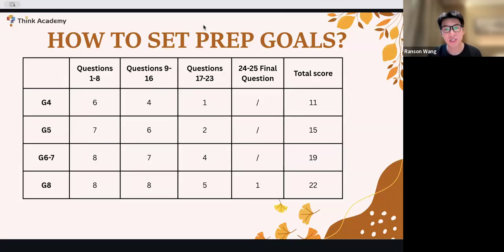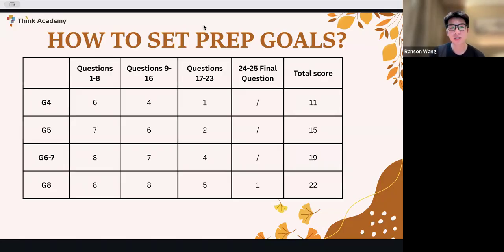Okay, and from question 9 to 16, you would get 4 out of those 6 questions correct. And in the last part, questions 17 to 23, you would have 1 of them correct. The final questions, 24 and 25, are usually a little hard for them to do, so your goal is not to spend time on them. You're going to save a little more time in the first, I would say, 16 questions.